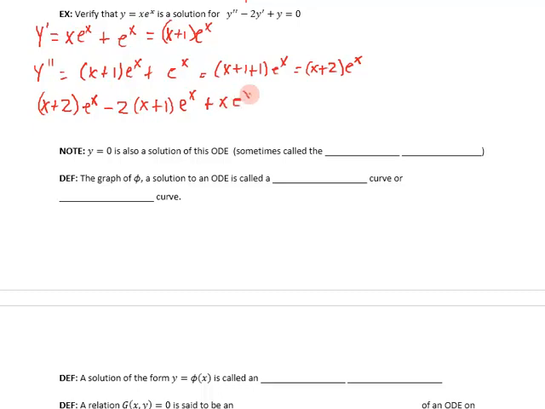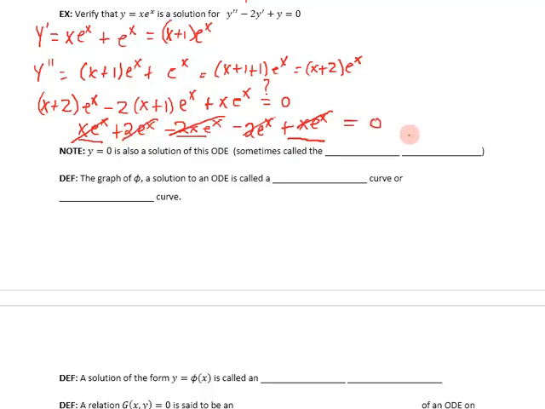Y is x e to the x. The question is, is that equal to 0? Okay, so the left-hand side, if you multiply that out, you're going to have x e to the x plus 2 e to the x minus 2x e to the x minus 2 e to the x plus x e to the x. Right? Notice x e to the x plus x e to the x minus 2x e to the x all cancel out. And 2e to the x minus 2e to the x cancel out also. So in fact, you do equal 0. Check. Okay, it is a solution.